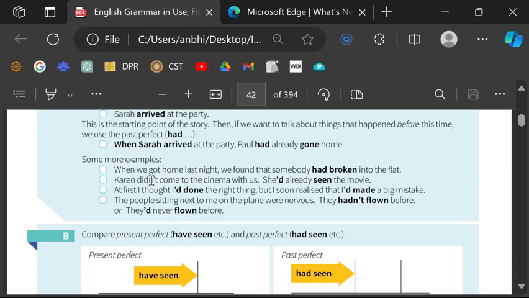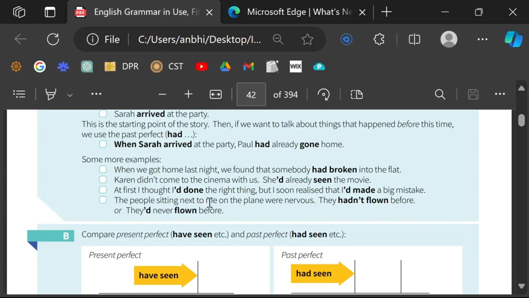Karen didn't come to the cinema with us. Simple past. She had already seen the movie. See, this happened before. She didn't go because she had already seen the movie. Do you understand? Okay. At first, I thought I had done the right thing. The act of thinking happens in the past, but I had done something before that. So at first, I thought I had done the right thing, but I soon realized I had made a big mistake. Do you understand?